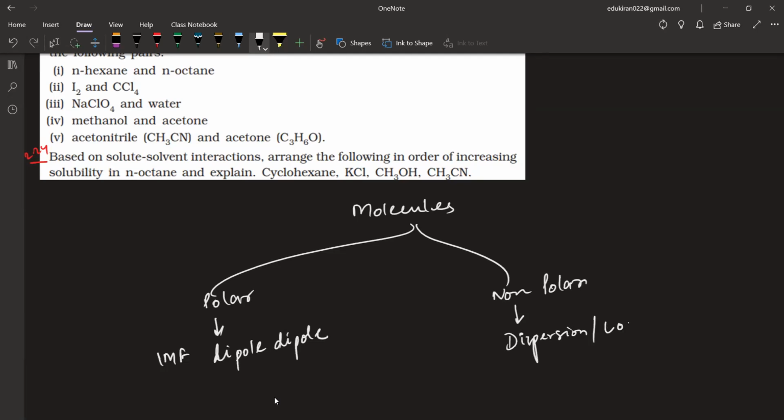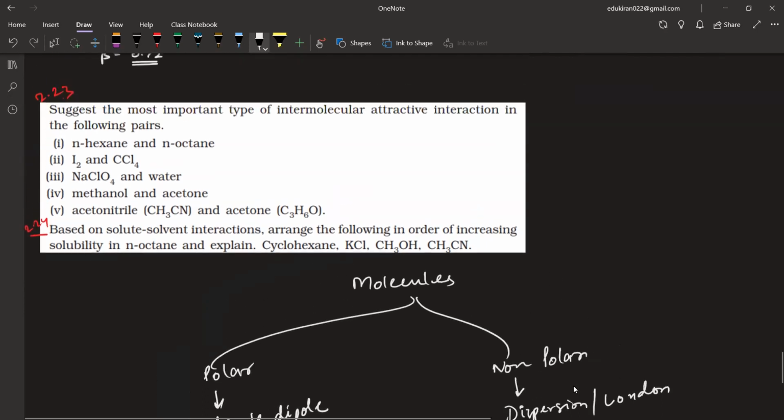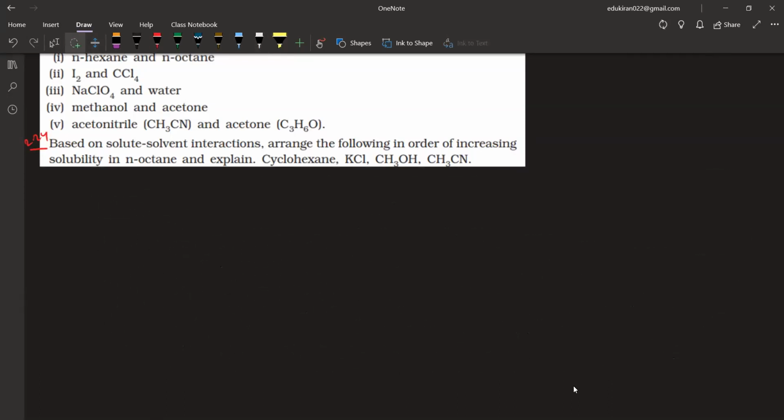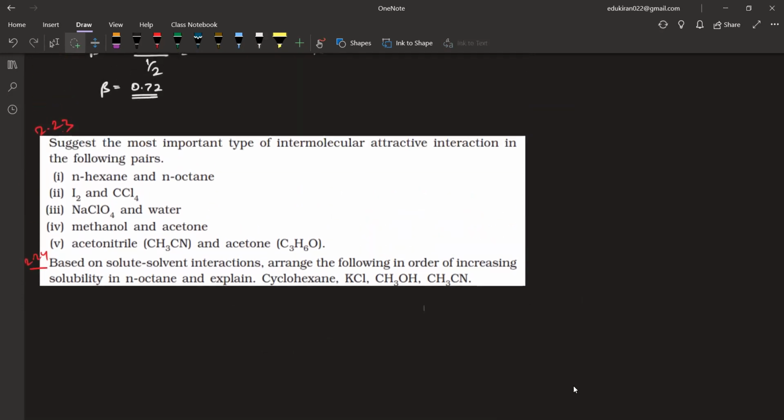or London forces or London dispersion forces, whatever you want to say. All of these are the same thing. Correct? Yes or no? Tell me, polar and non-polar. Yes, sir. So basically, you first have to identify what is polar and what is non-polar, and only then can you move on. Chaliye, so the first one is hexane and octane.